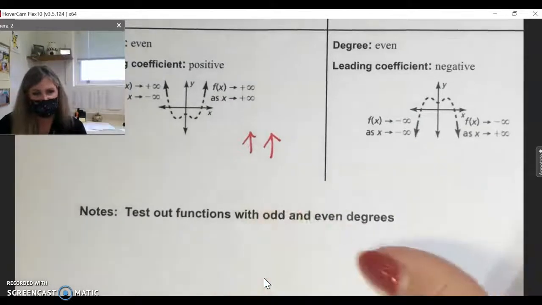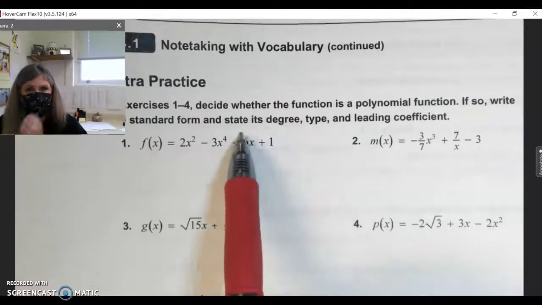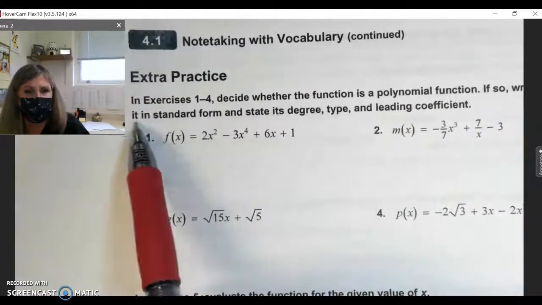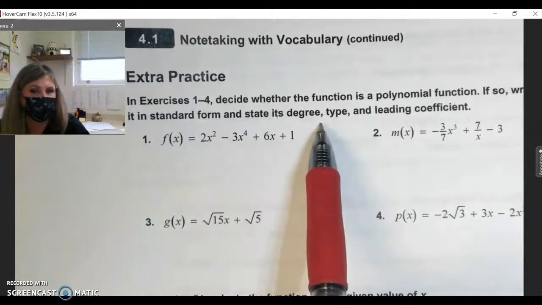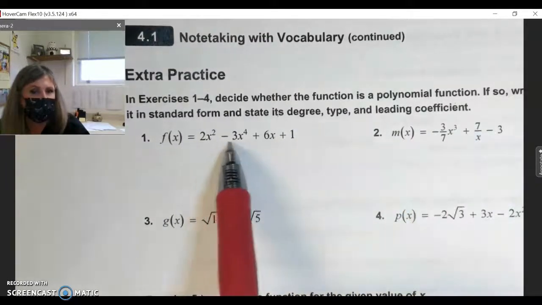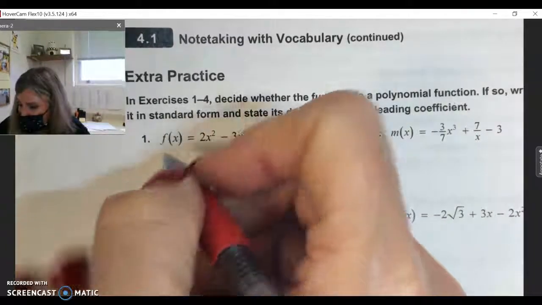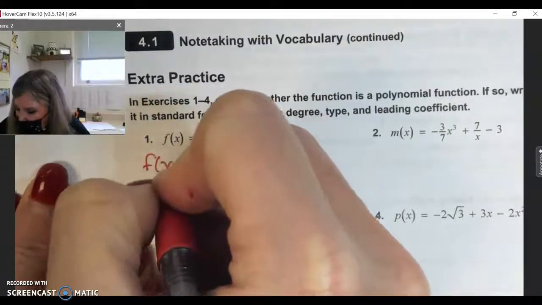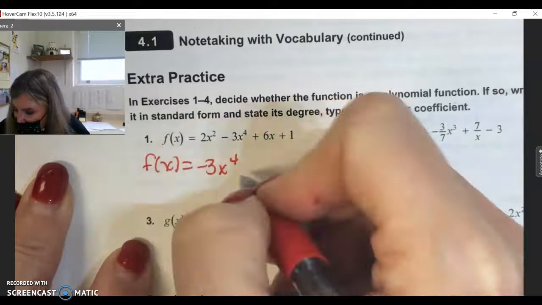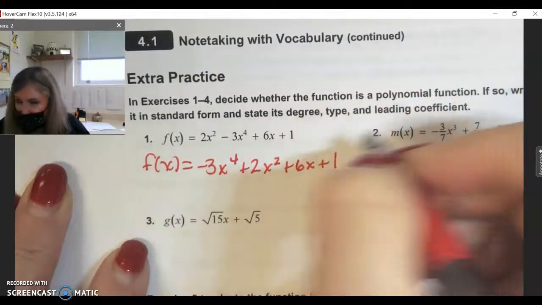All right, so we already did this testing out. Let's go over here now. Decide whether the function is a polynomial function. If so, write it in standard form and state its degree, type, and leading coefficient. Is this in descending order? So it's not in standard form. To put it in standard form, I need to put the x to the fourth first, then the x squared, and then the x, and then the 1.